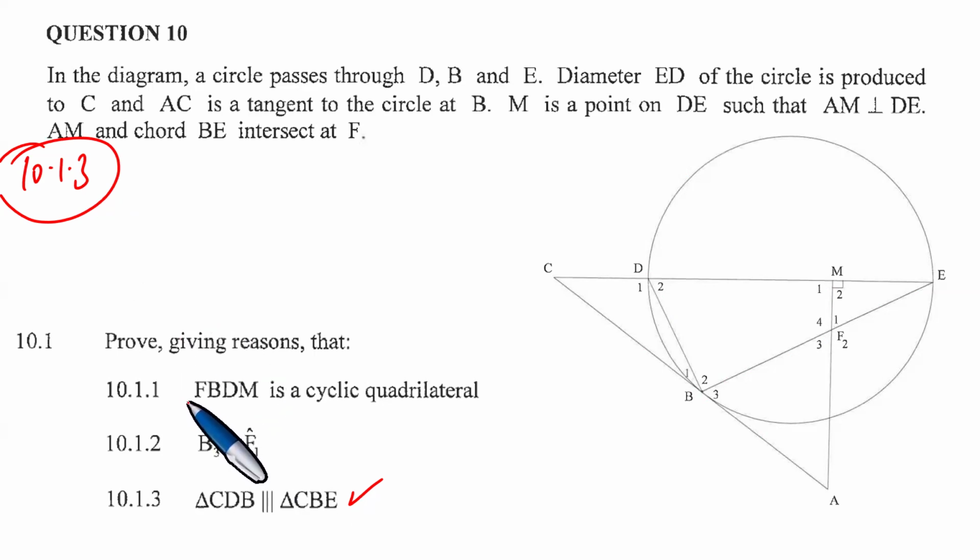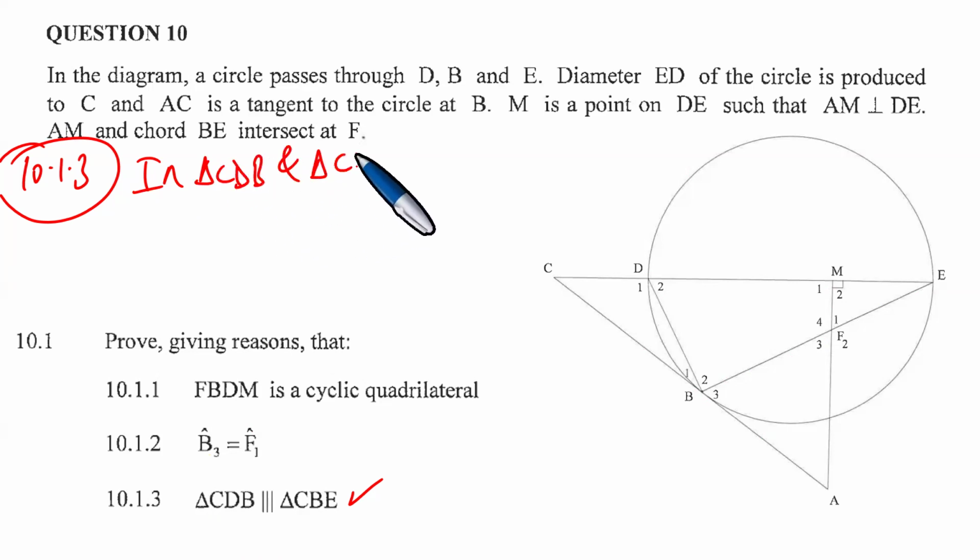How do we therefore prove this? We're going to prove this one in a couple of ways. Right, then we're going to say, in triangle... tell the examiner, in triangle CDB and triangle CBE.